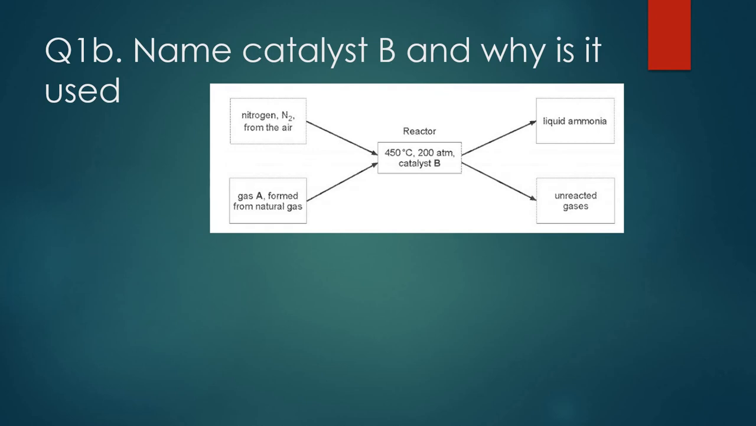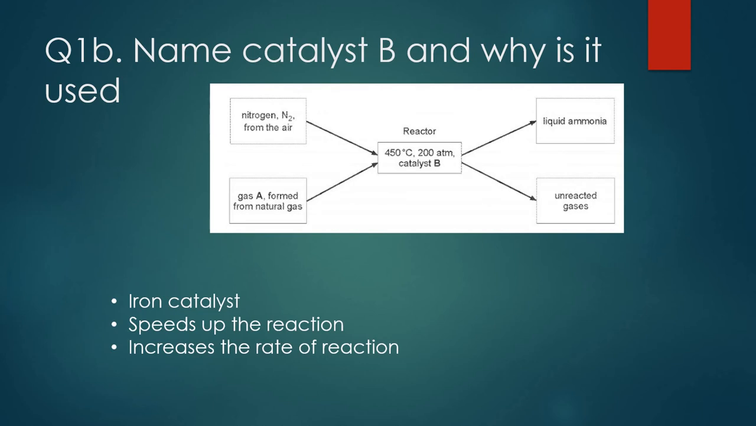Name catalyst B and why is it used? Catalyst B is an iron catalyst. This is used to speed up the reaction and increase the rate of the reaction.